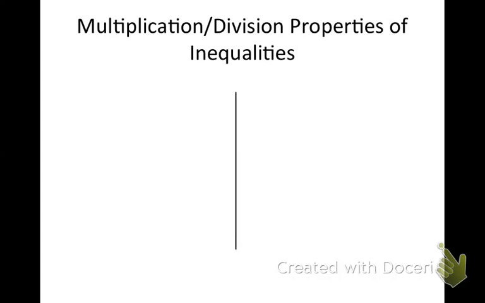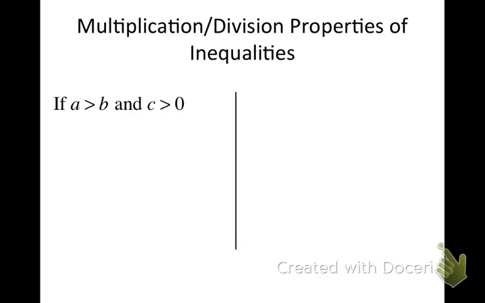Well, the multiplication property of an equation is where if you multiply one side of the equation by something, you've got to multiply the other side by the same thing. All right, you're multiplying both sides by the exact same number. And that's the same thing that's true with inequalities. Now, let's go ahead and look at this then.